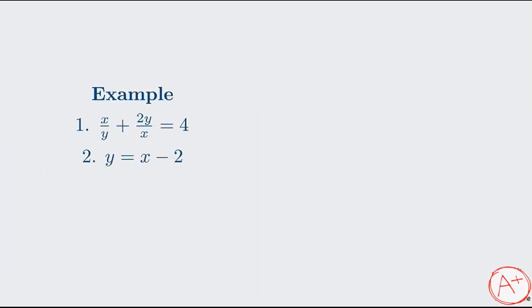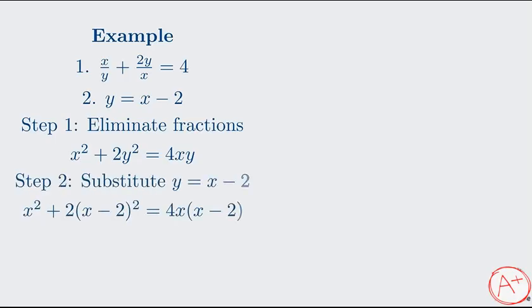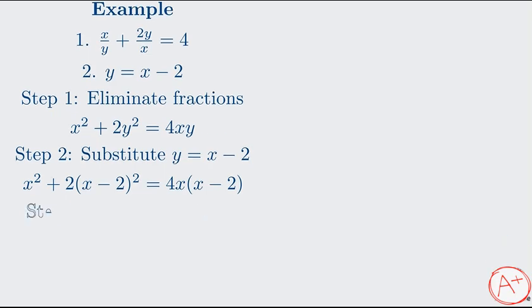Let's look at an example. Solve x over y plus 2y over x equals 4, and y equals x minus 2. Step 1 is to eliminate fractions. Multiply equation 1 by the lowest common multiple, which is xy. Step 2. Substitute equation 2 into the result. Replace y with x minus 2. Step 3 is to expand and solve.